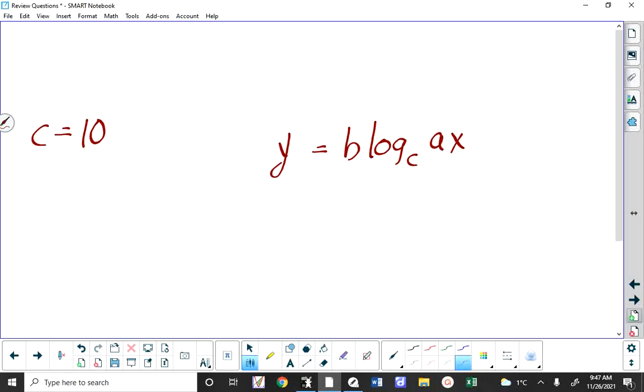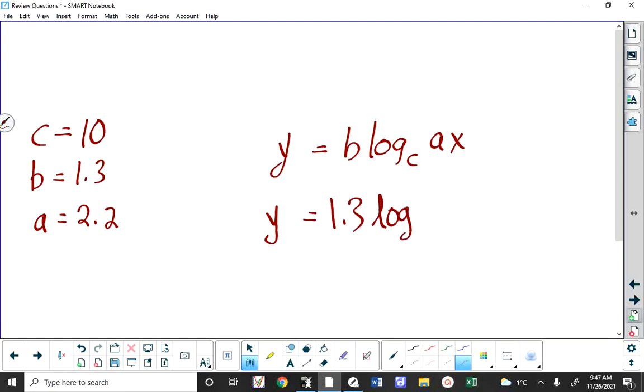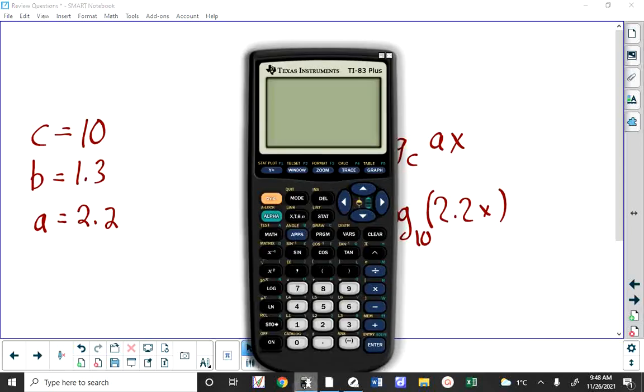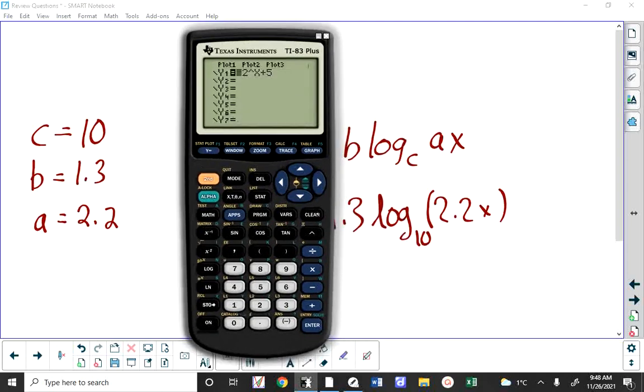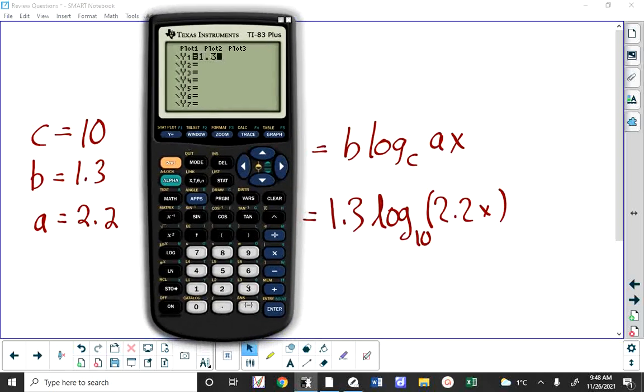Does it say anything about b? It doesn't say anything about b. Let's choose b equals 1.3. I'm going to tell you in a bit why I'm choosing kind of a peculiar number for b. A, I'm going to choose another weird kind of number, 2.2. So what I'm going to be graphing is 1.3 times the base 10 logarithm of 2.2x. And again, I'm just using a base 10 logarithm because it makes my job easier to enter this into my calculator. So 1.3 log, I don't need to enter the base because it's a common logarithm, of 2.2x.